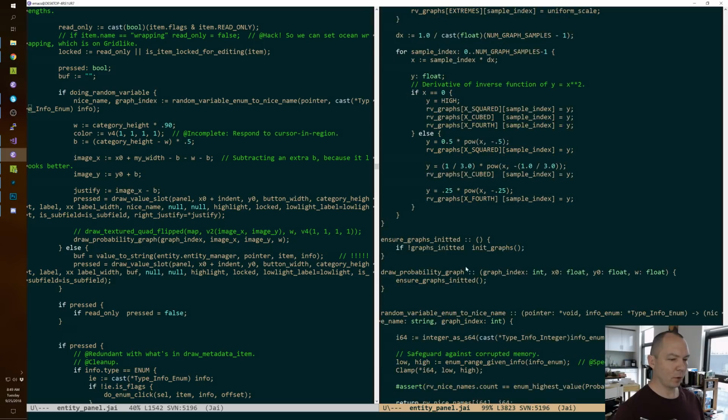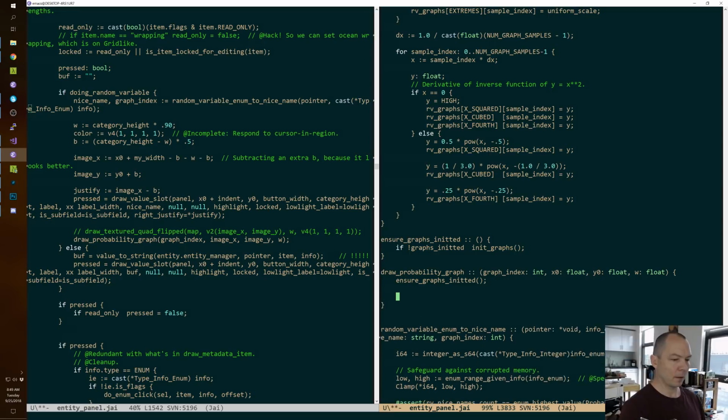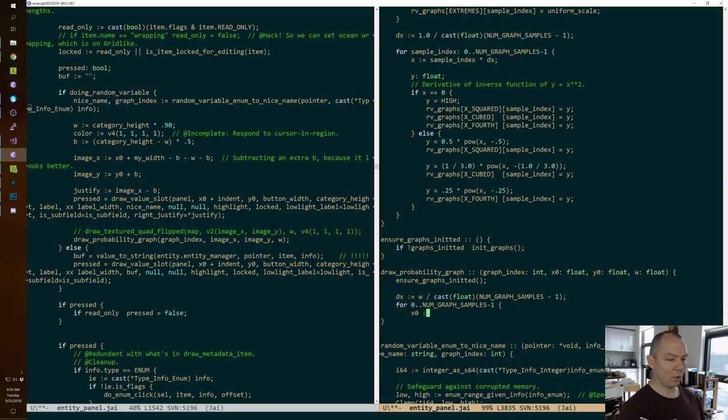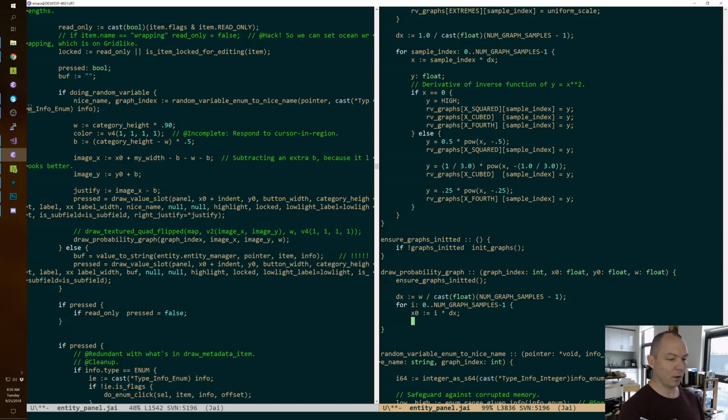All right, so here we're going to have a dx, which is w times 1.0, or just w divided by this, really. So this is dx in screen space, and now we're going to say x0 is I times dx, x1 is I plus 1 times dx, right?